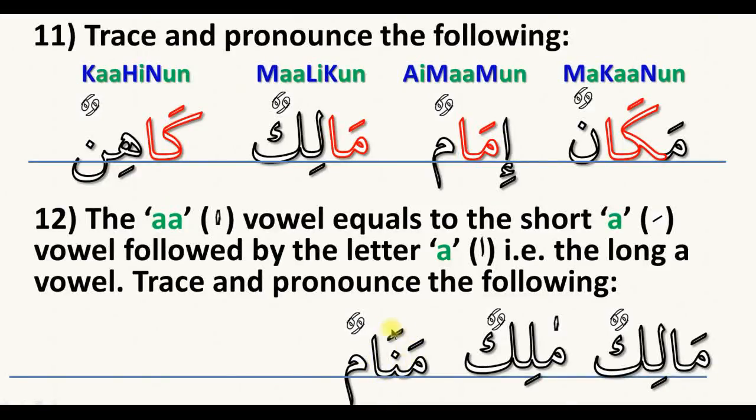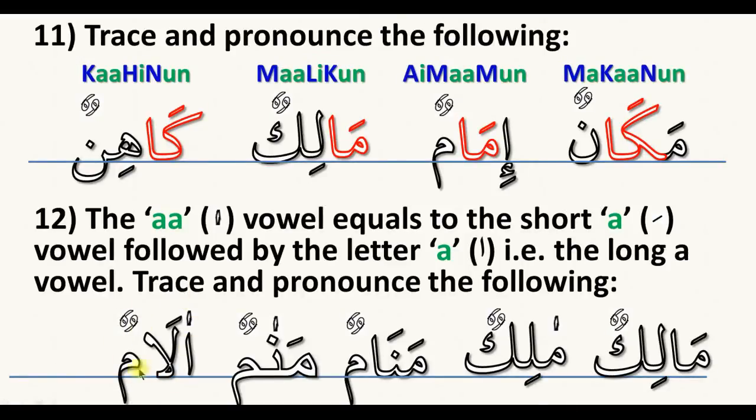Here also you have the long A vowel, and it is pronounced as Manamun. Whereas here you have the same pronunciation, Manamun, but instead of the long vowel, you have the AA vowel above. And here also you have Alamun with the long A vowel. Whereas here you have Alamun but with the AA vowel above.